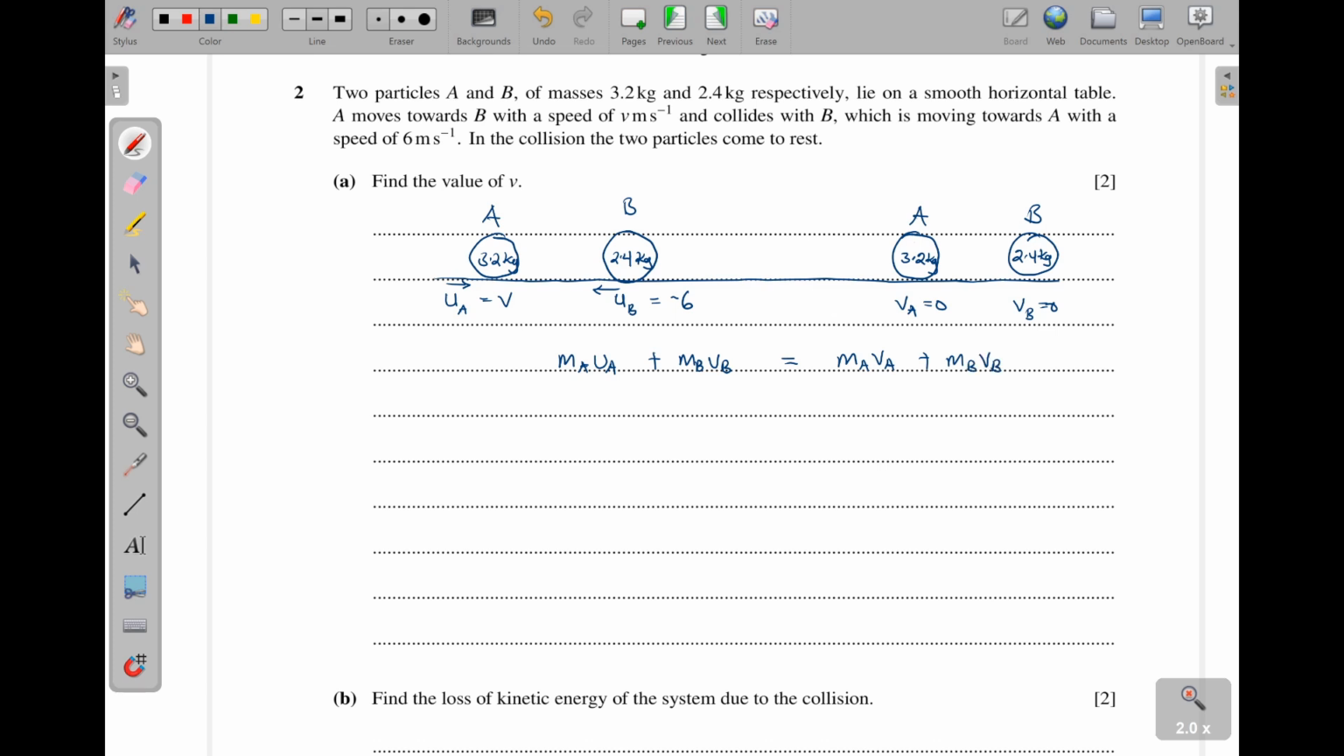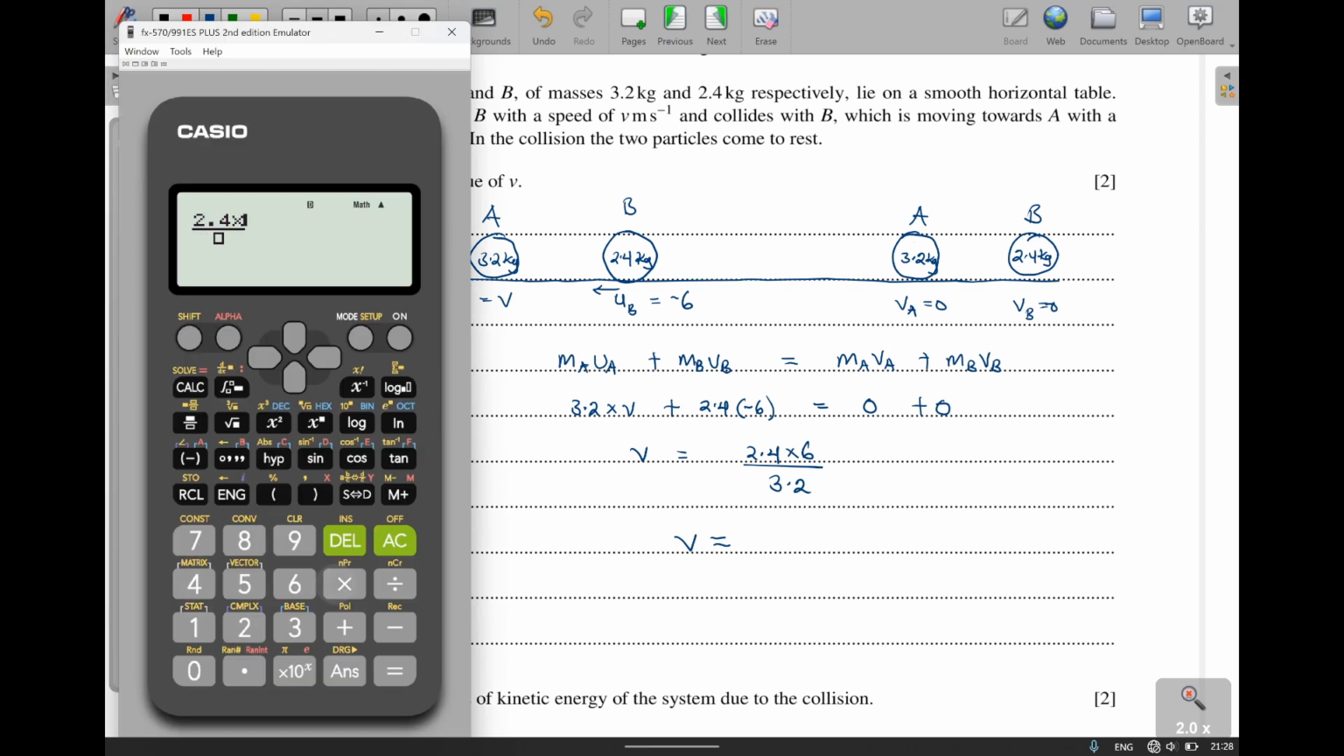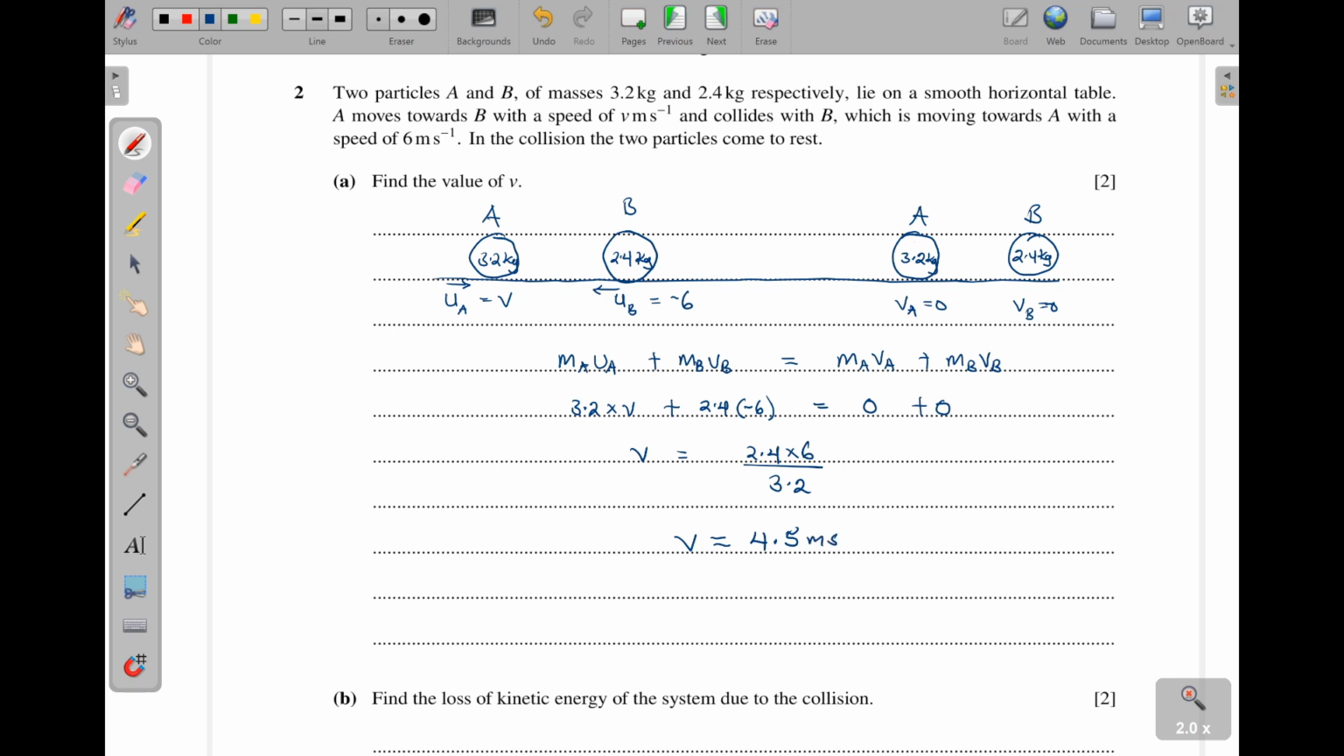Now, MA, the mass of A, is 3.2. Its velocity is V. And then the mass of B is 2.4. Its velocity is negative 6 because it is moving in the opposite direction. Then this way, of course, we have 0 and then 0. So meaning V is going to be, this is a negative, so when it crosses, it becomes a positive, right? Then we are going to have 2.4 times 6, then divide by 3.2. So what is our V? We put in the calculator: 2.4 times 6, then we divide by 3.2. And we get 4.5. So we shall write here 4.5 meters per second.